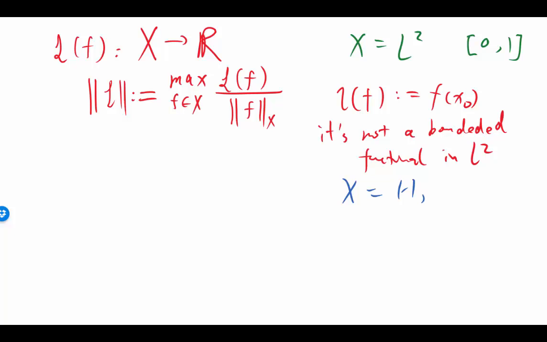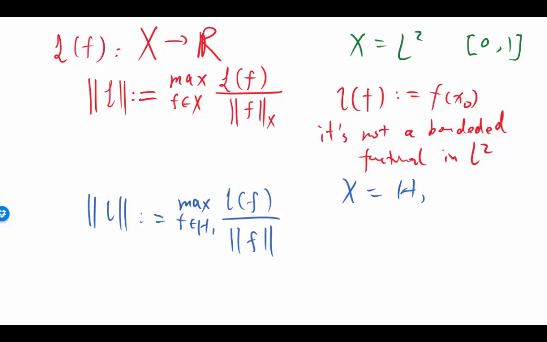So what if I have this, and now my L is defined as the maximum or the supremum of any f within H1 of L of f over the norm of f in H1, which is a summation of the L2 norm of the function and the L2 norm of the derivative. So it's a more complex problem than I think we can solve in class.